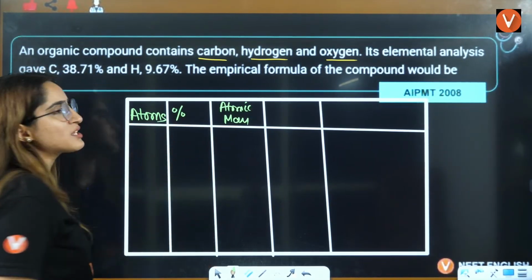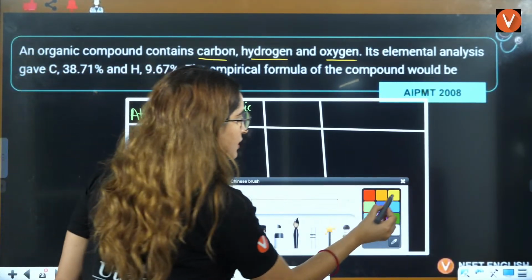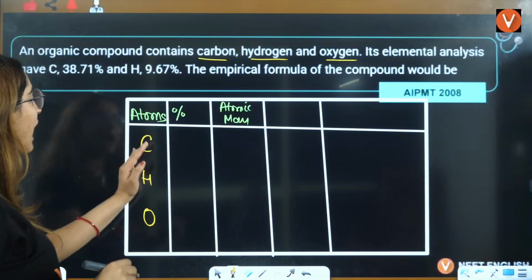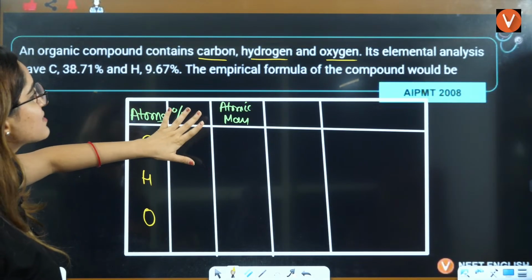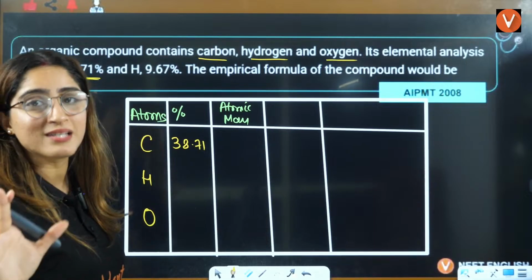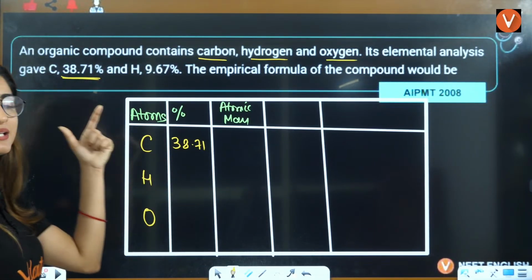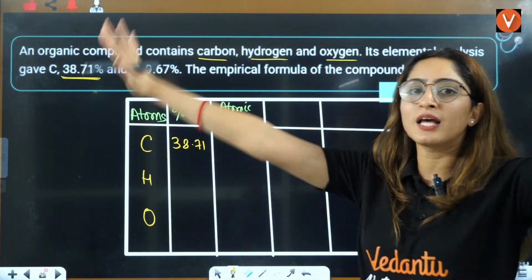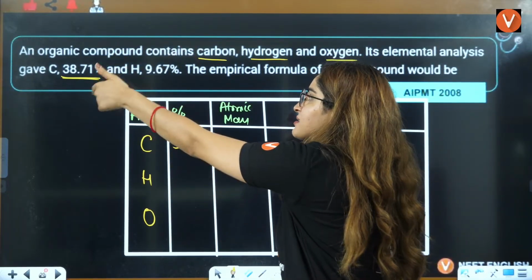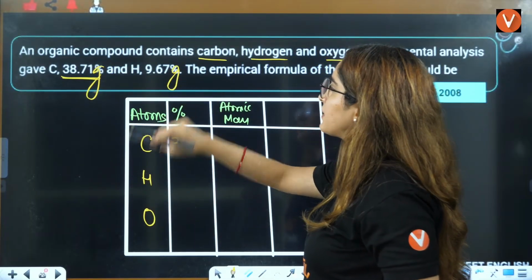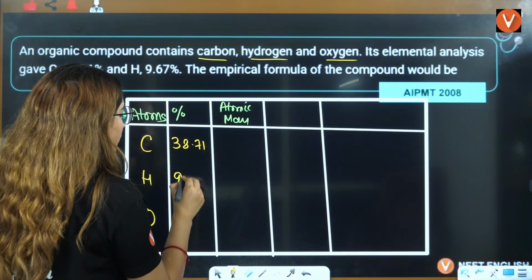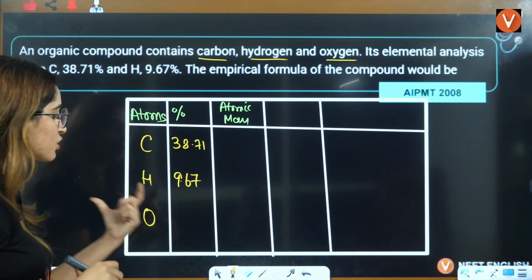Now, for example, I'll just take this example. Here they have given carbon, hydrogen, oxygen, so I'll write carbon, hydrogen, oxygen. Carbon percentage is given as 38.71. I'll write 38.71, but not in percentage, in grams. If I take the total mass of this compound as 100%, then just replace this percentage with grams. So this is the carbon amount, and hydrogen is 9.67.